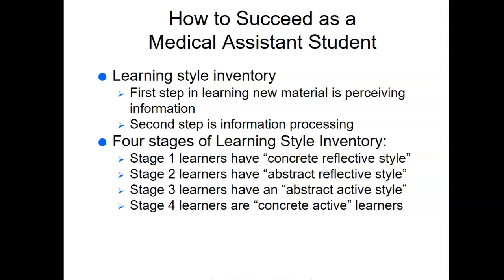The 4 stages of the learning style inventory include: stage 1 learners have a concrete reflective style. Stage 2 learners have an abstract reflective style. Stage 3 learners have an abstract active style. And stage 4 learners are concrete active learners.